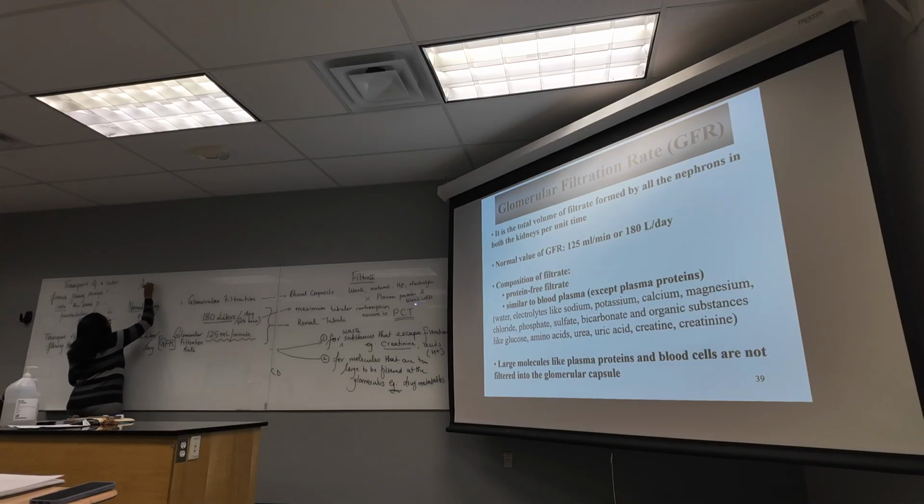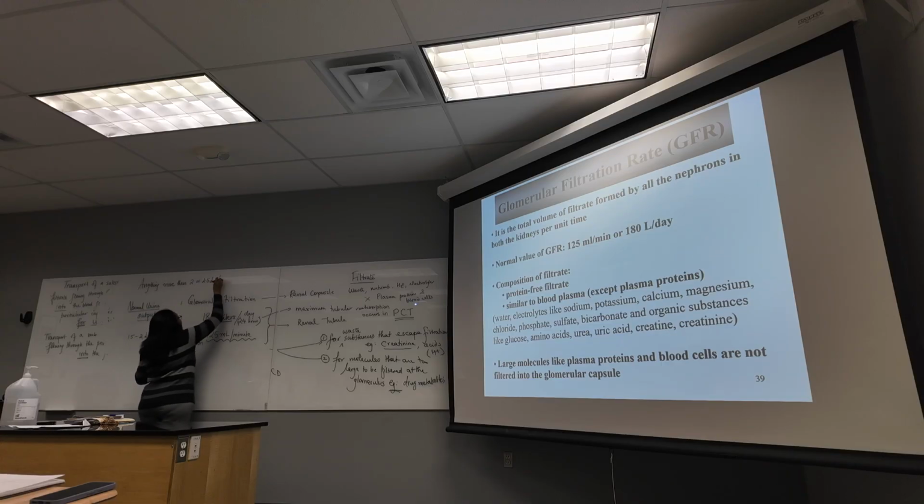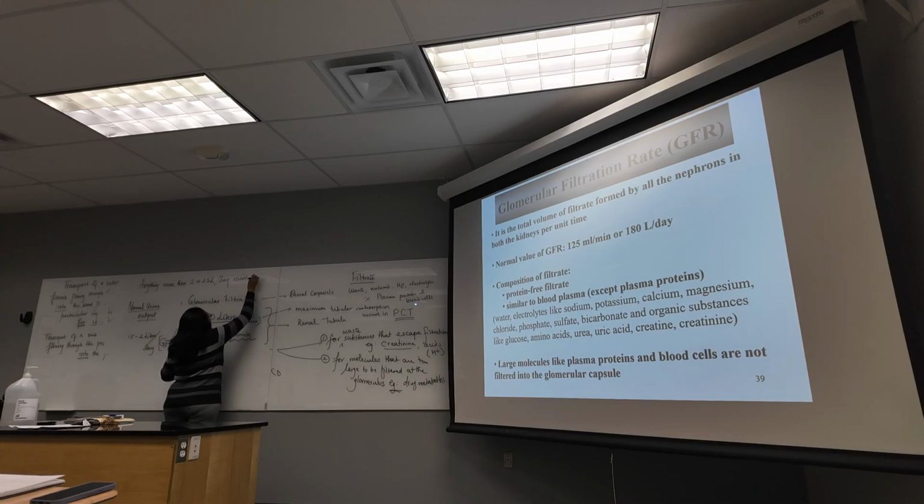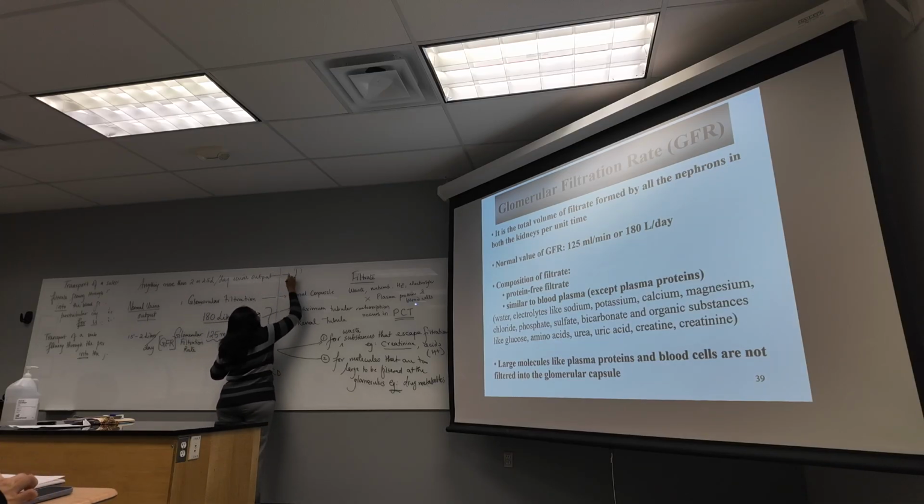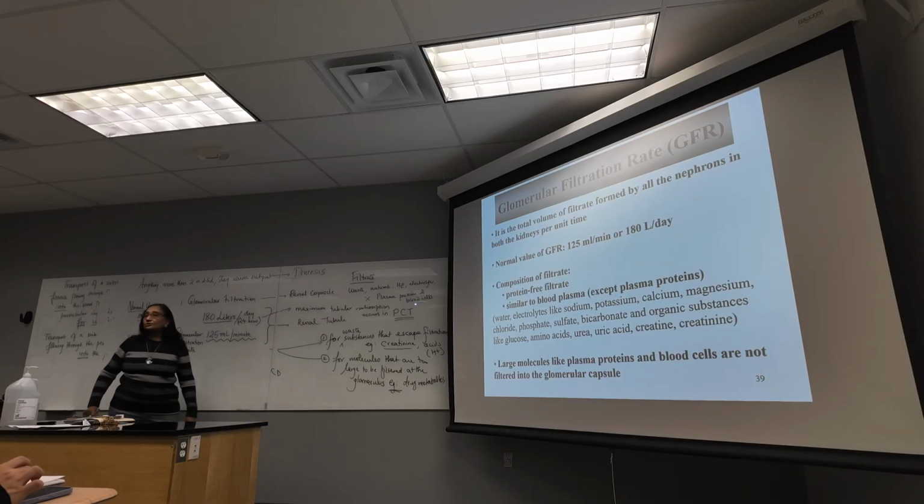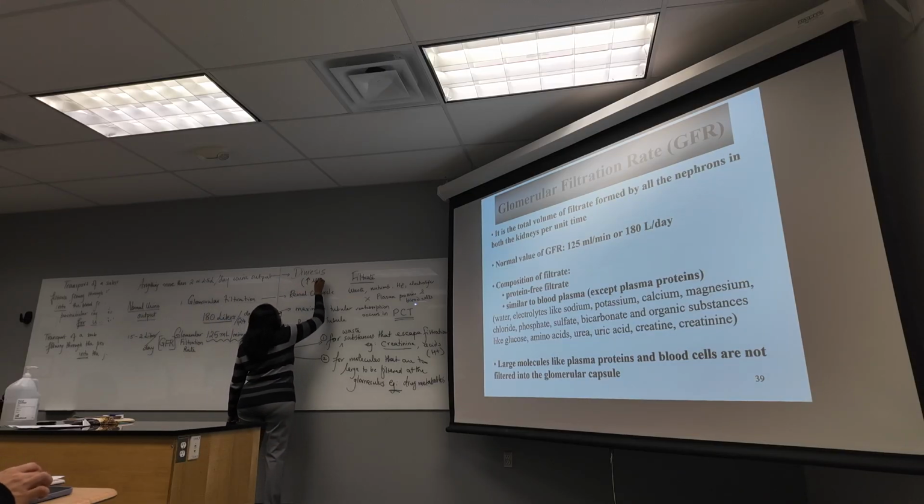Anything more than 2 or 2.5 liters per day of urine output will be classified as diuresis, increased urine volume.